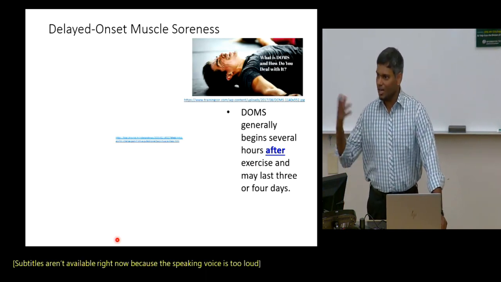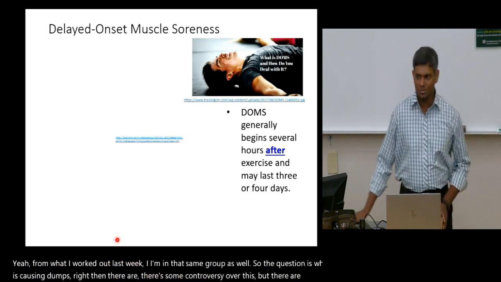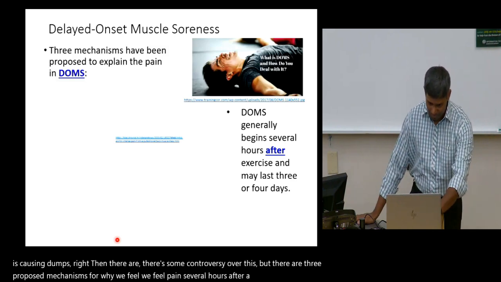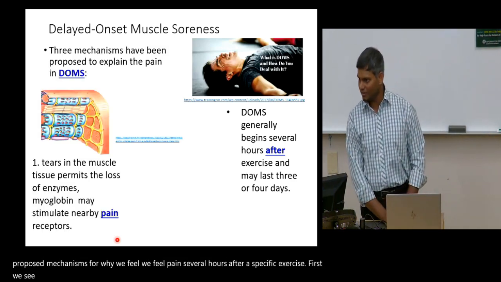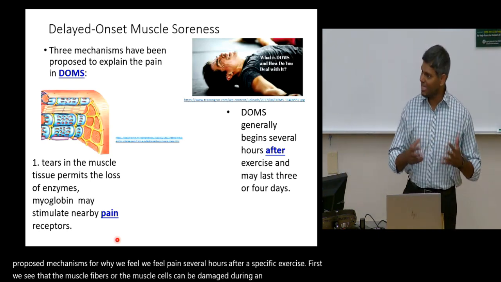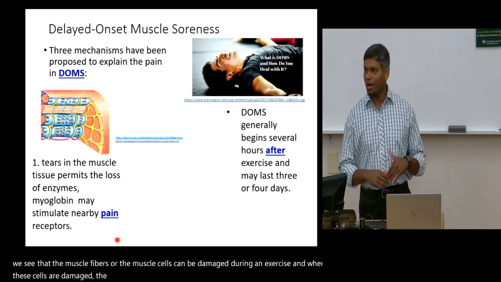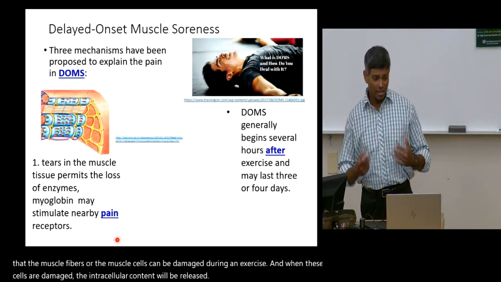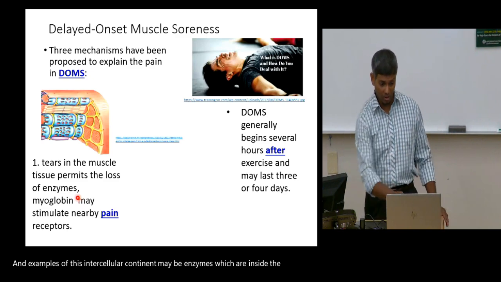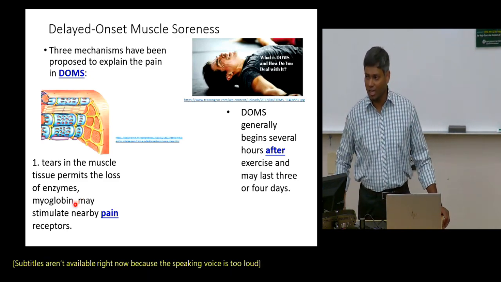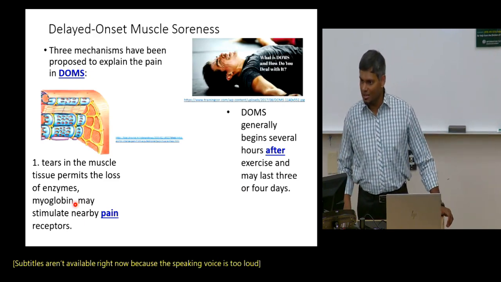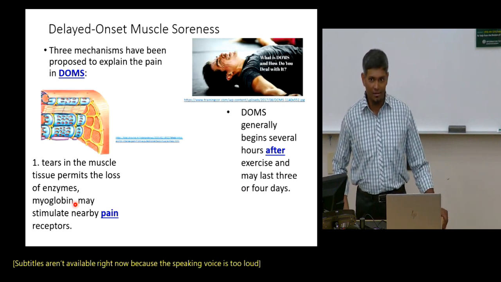And there's some controversy over this, but there are 3 proposed mechanisms for why we feel pain several hours after a specific exercise. Firstly, we see that the muscle fibers or the muscle cells can be damaged during an exercise, and when these cells are damaged, the intracellular content will be released. Examples of this intracellular content may be enzymes which are inside the cell, and the loss of myoglobin. Myoglobin is what binds oxygen. So the release of these intracellular components can activate the pain receptors, and that can lead to the soreness which is experienced.